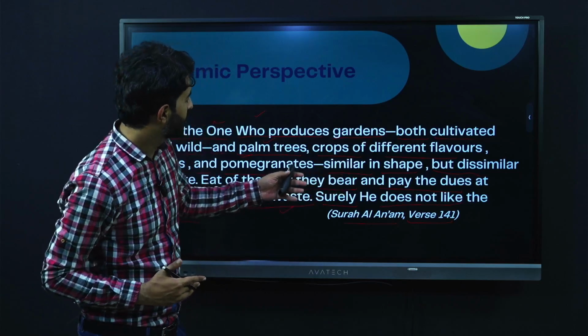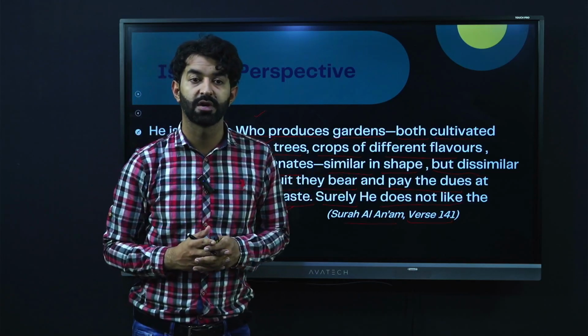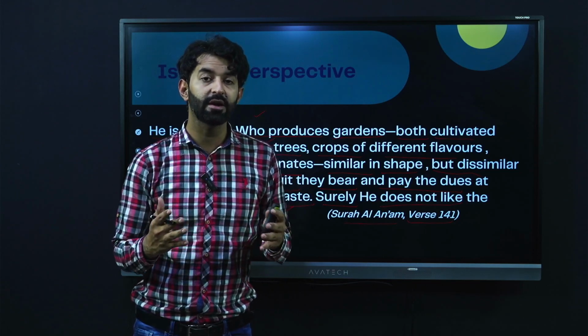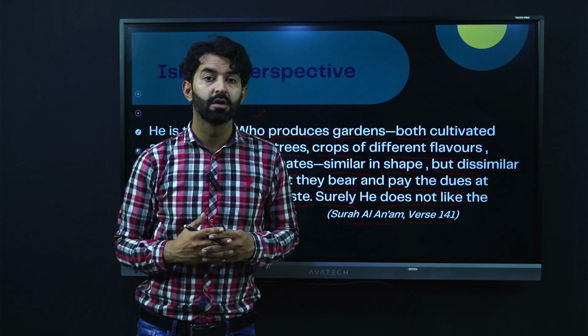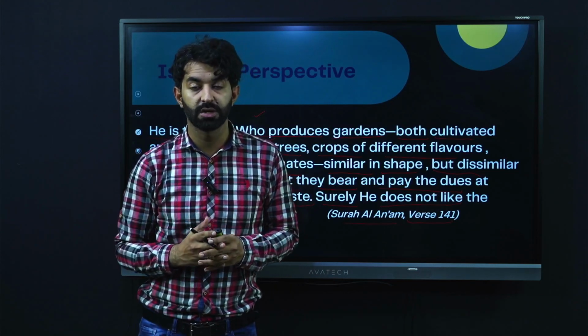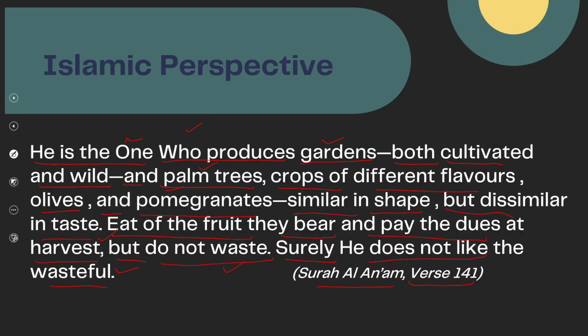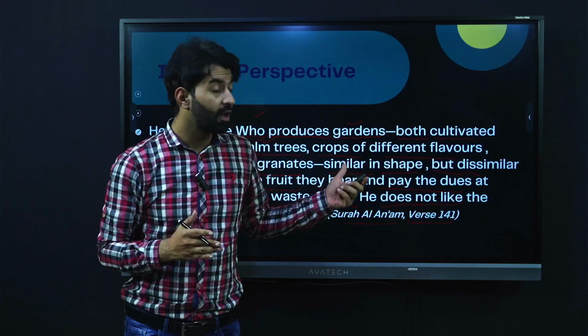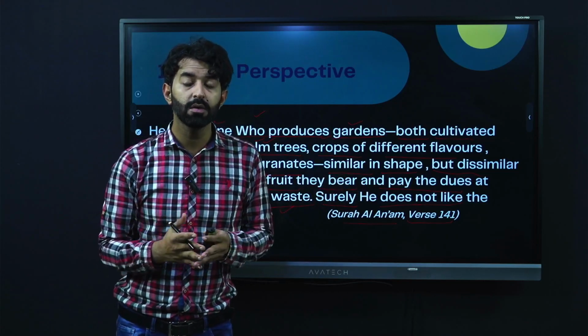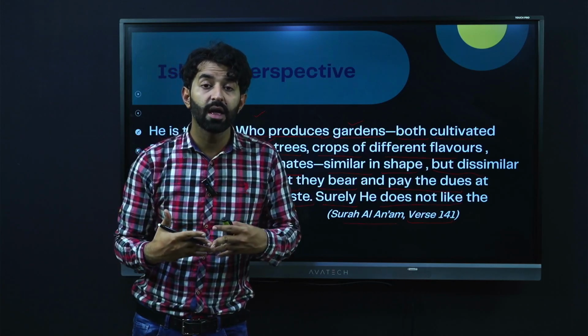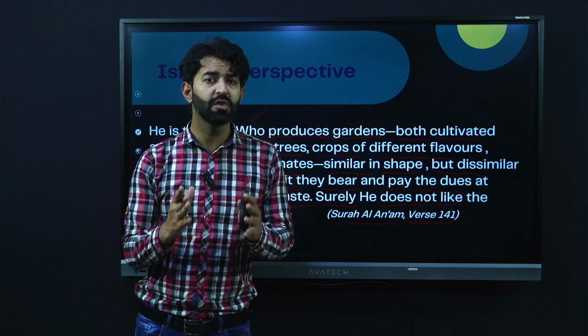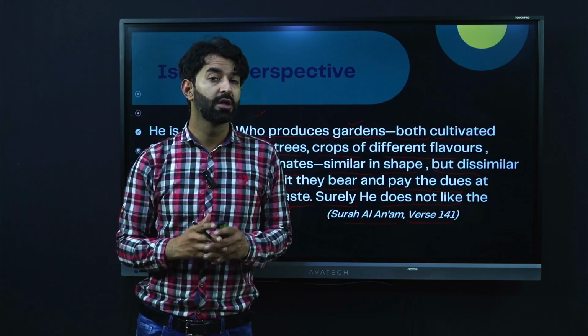Can you spot different kinds of nouns from this translation? Can you see that there are different names and so many parts of speech mentioned? If you talk about nouns only, you can see that gardens, palm trees, crops, flavor, olives, and all these are nouns. Now, you can clearly note them down, note this ayah, and try to find as many nouns as you can.